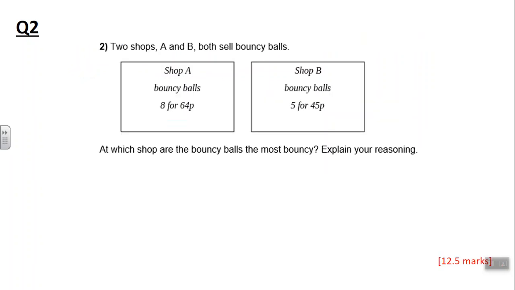Number 2. Two shops, A and B, both sell bouncy balls. So shop A sells bouncy balls 8 for 64 pence. Shop B sells bouncy balls 5 for 45 pence. At which shop are the bouncy balls the most bouncy? Explain your reasoning.